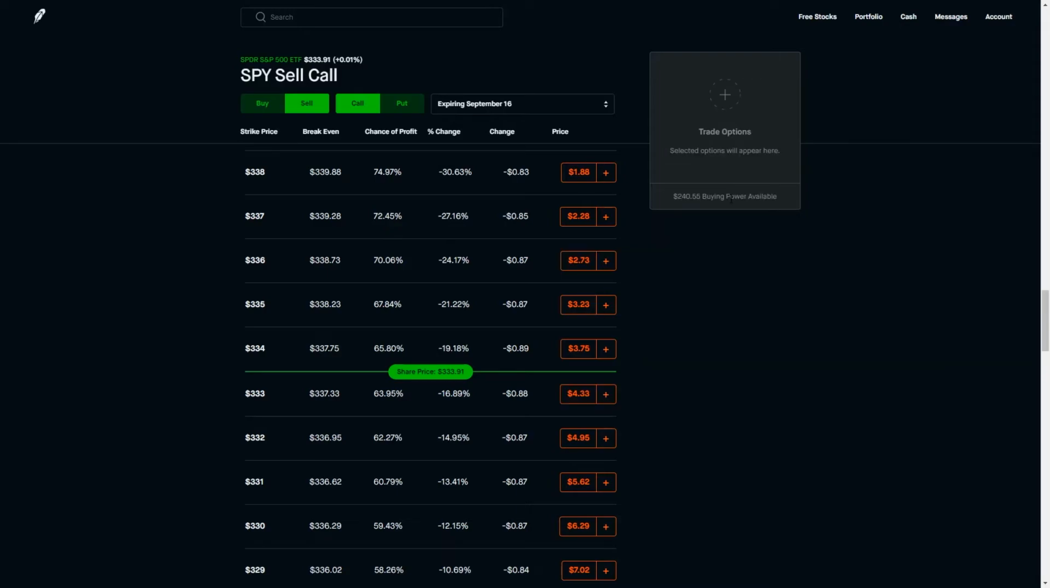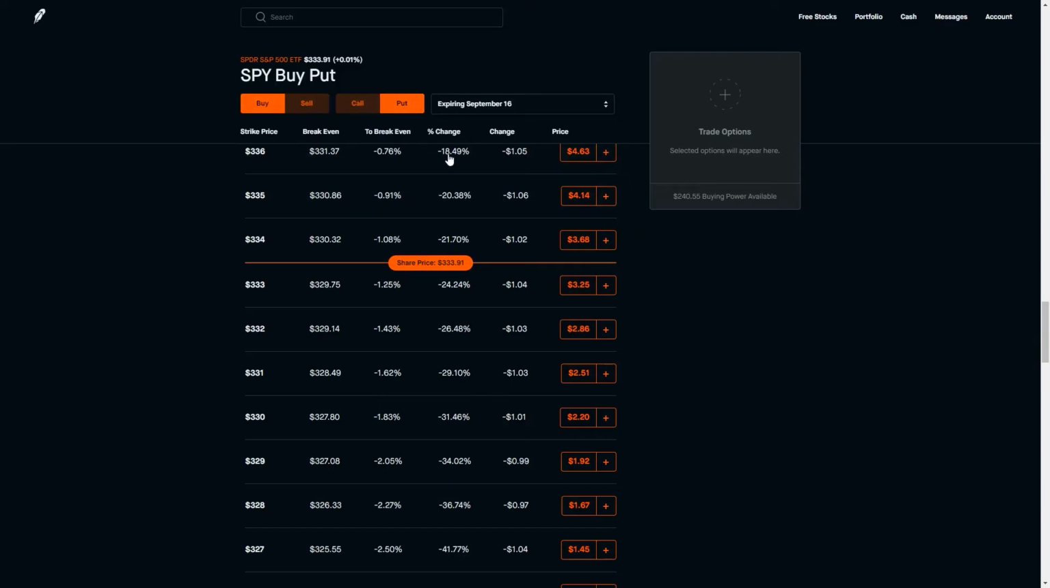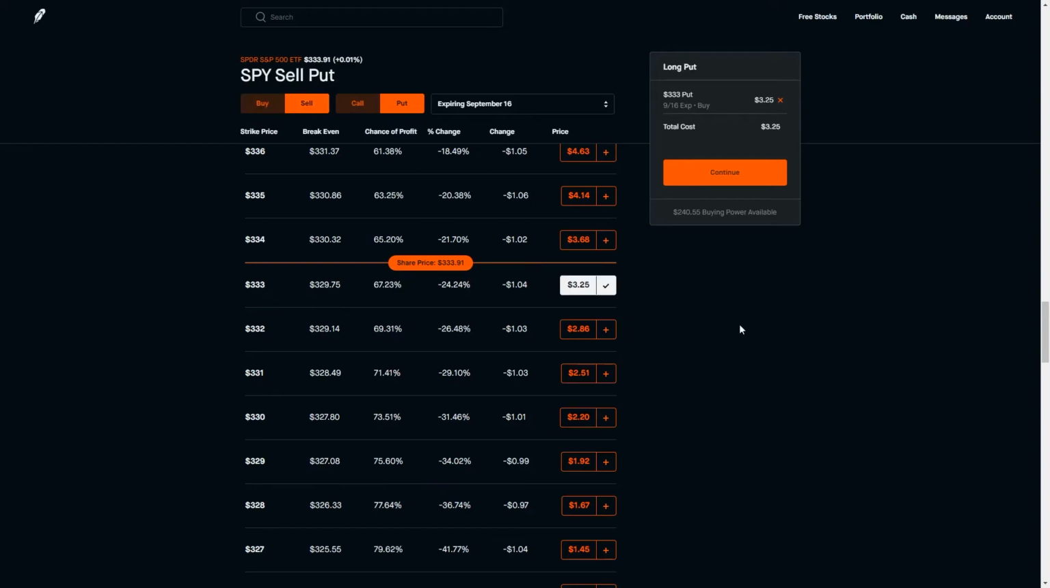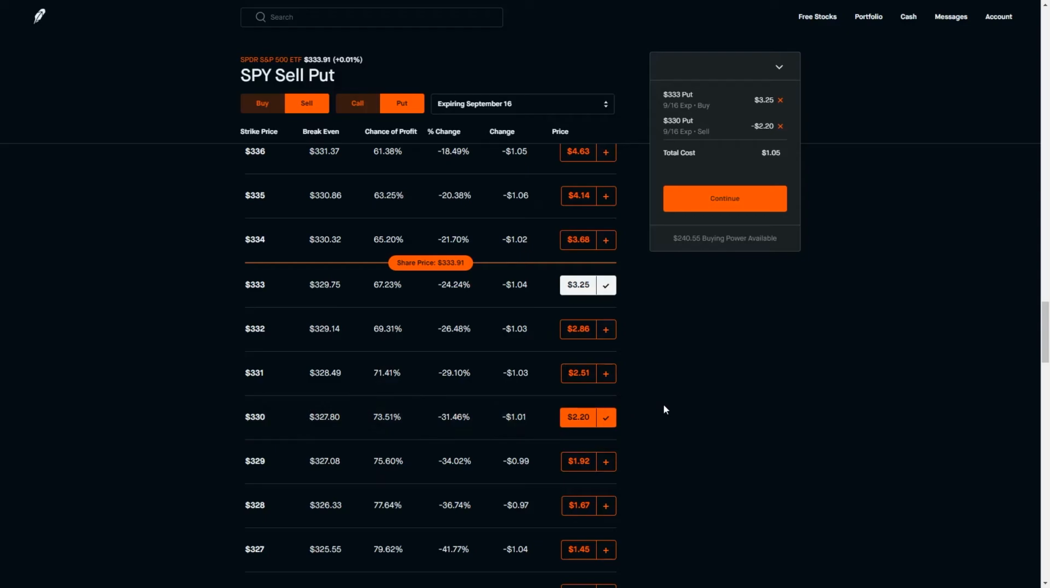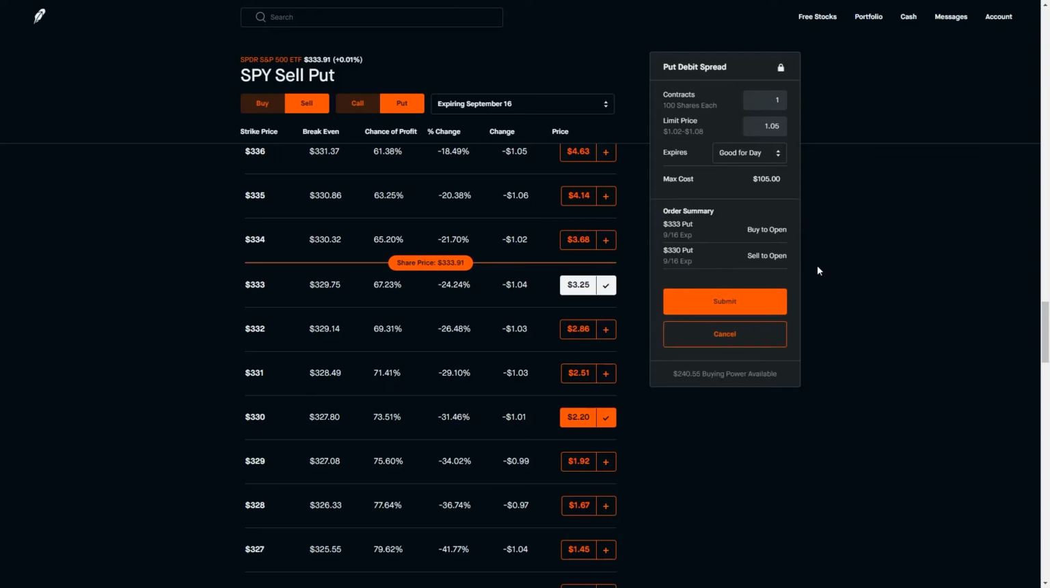Now, if you wanted to buy a put debit spread because you believe SPY is going down, you'd want to make sure you click put and buy the higher strike price and sell the lower strike price. So let's say I buy the $333 put and I sell the $330 put. Then my total cost would be $105. Click continue and then click review order, and then you want to click submit order.